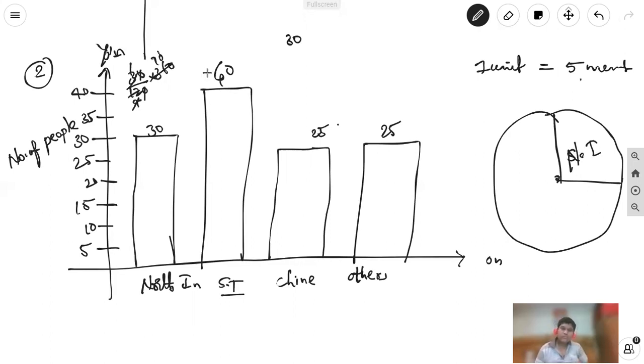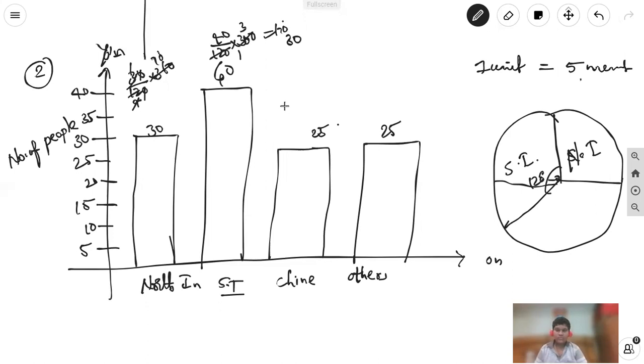Next, 40 by 120 into 360 degrees. 12 ones are 12, 12 threes are 36, so 120 degrees. 120 means 90 plus 30. This is 120 degrees for South Indians.